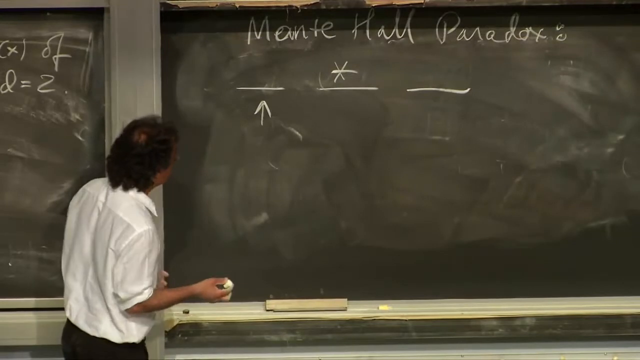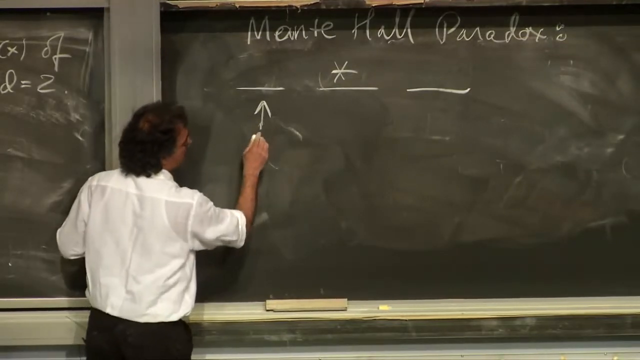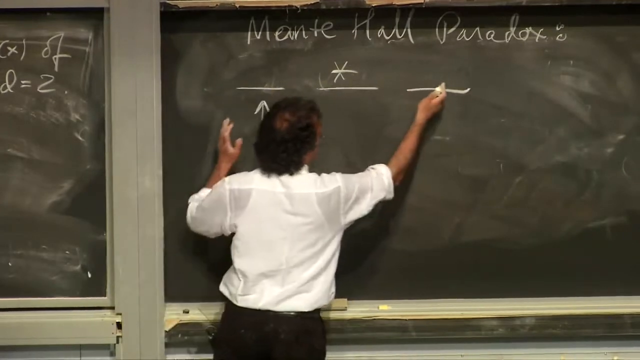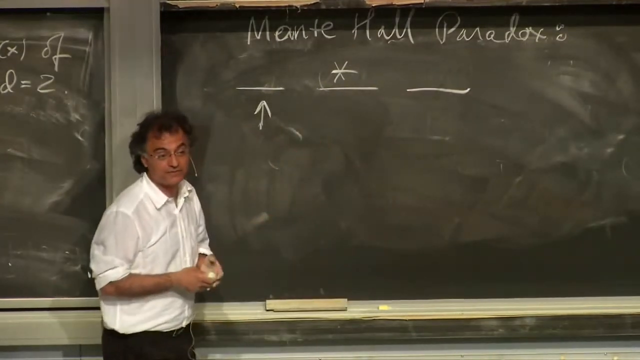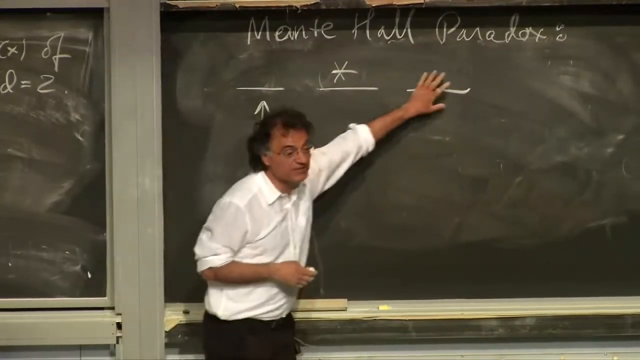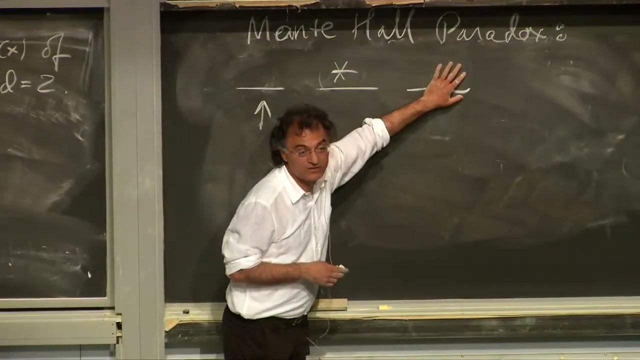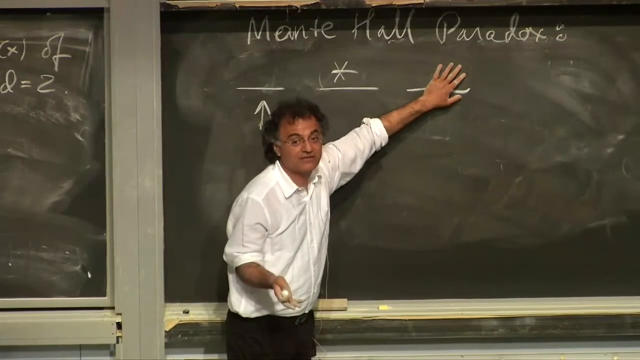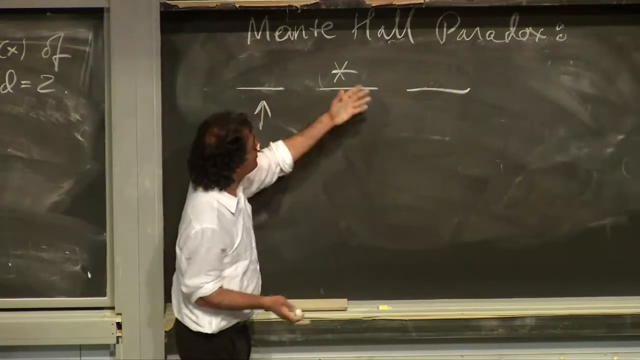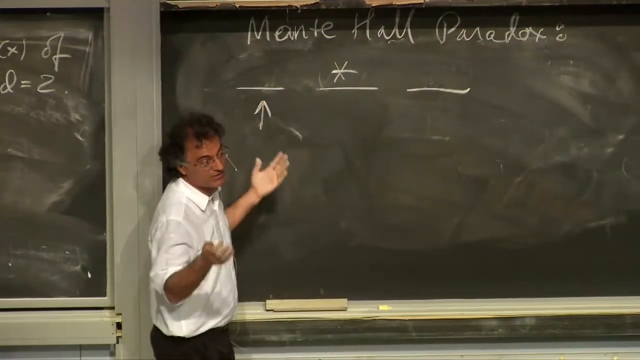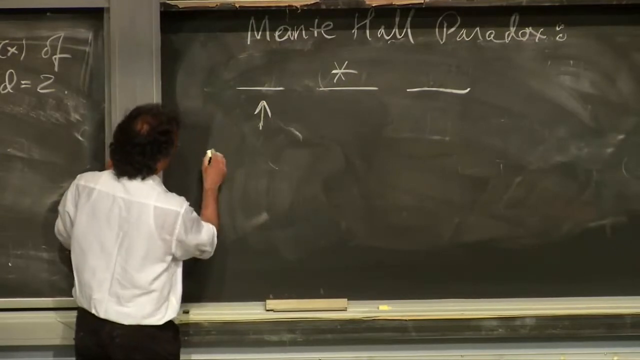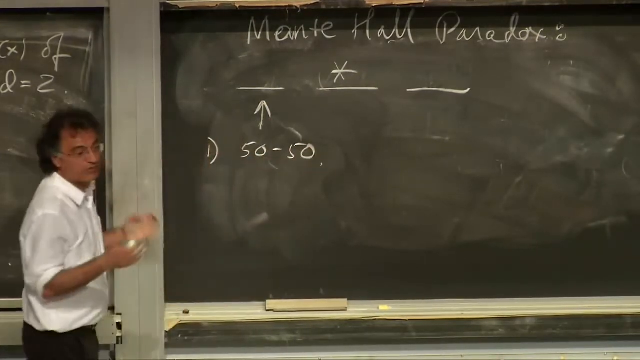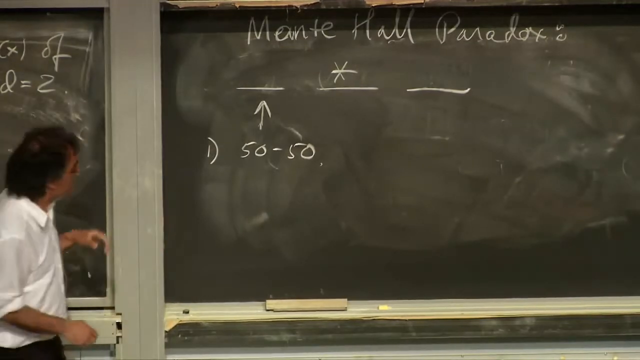One would say, well, look, the prize was behind one of these 3 doors. Now one of them is eliminated. And so there are 2 possibilities. They're both equally likely. So, of course you could switch, or you could stay where you are, and it's all the same. Okay, so possibility 1 is it's 50-50. You could switch or not switch. It doesn't make any difference.